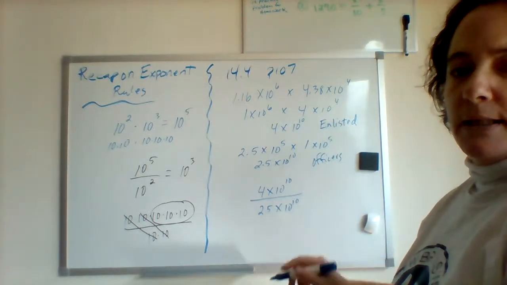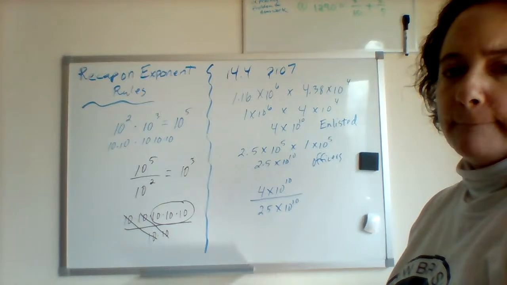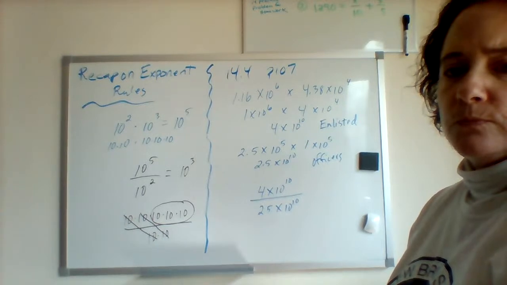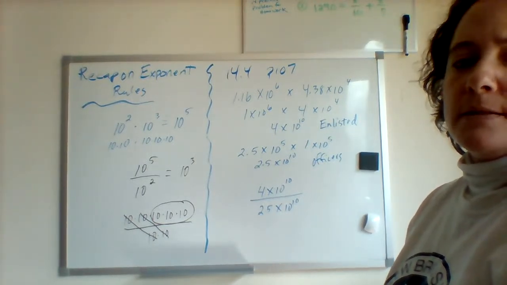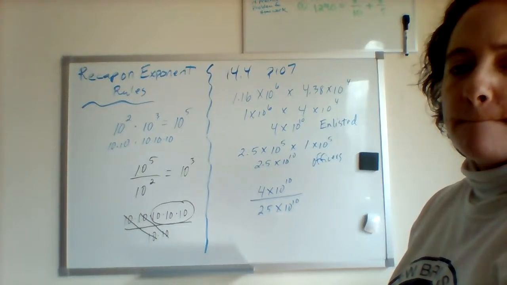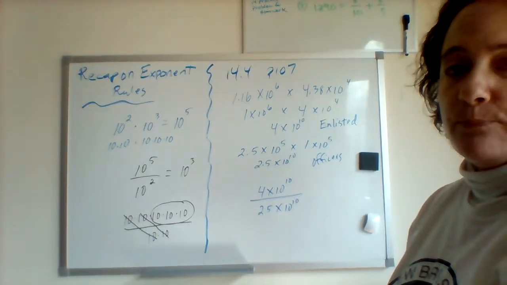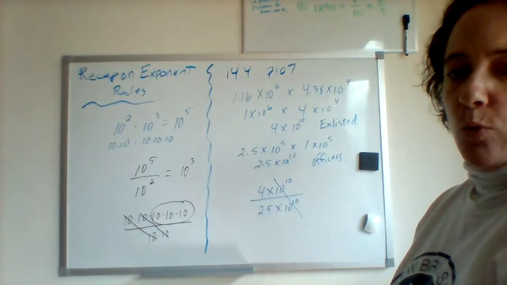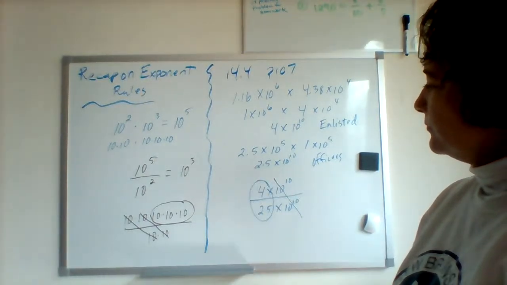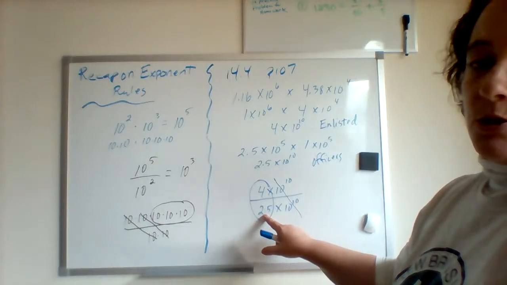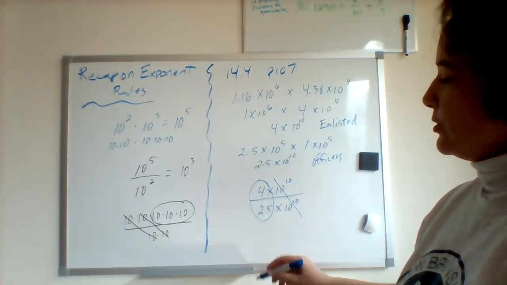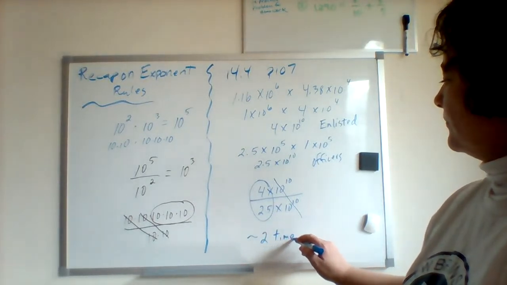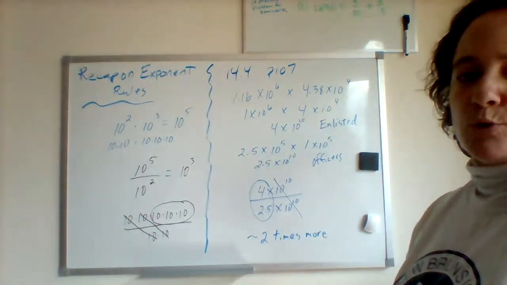10 minus 10 is 0. Anything to the 0 power is? Elijah, stop messing around. Anything to the 0 power is? It's 1. Anything to the 0 power is 1. So this right here, that's actually 1. Now let's estimate. If you estimate that to 2, 4 divided by 2 is 2. So how much more? About 2 times more. About 2 times more.